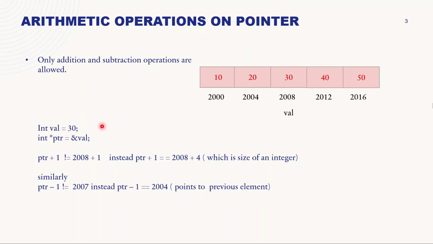So here the pointer has the address of the variable val, and the address of val is 2008. So the pointer has address 2008. Now if we add 1 to it, then we will get 2012, not 2009, because after adding 1 to it, it will point to the next element. And since the size of an integer is 4 bytes, we will get the next element only after 4 bytes. Similarly, if we subtract 1 from the pointer, then we will get the address of the previous element.